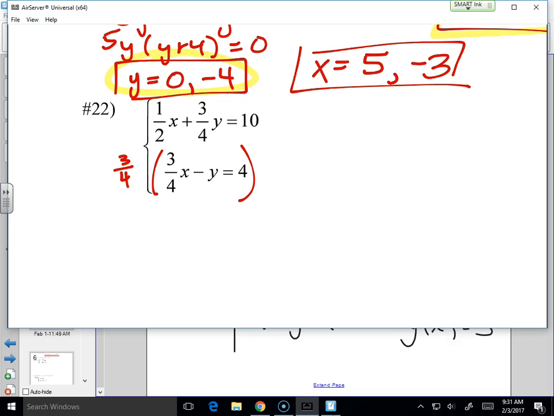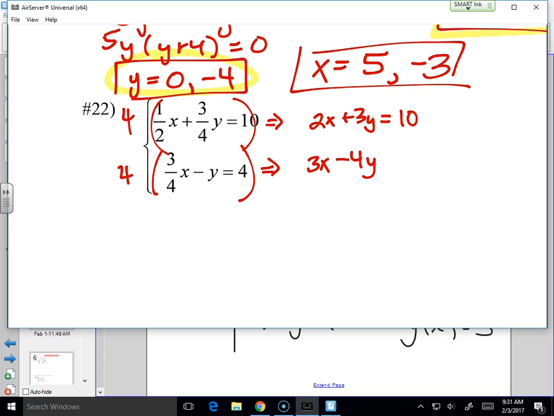Oh, you guys just don't like the fractions? All right, fine. Let's get rid of the fractions. Multiply him by 4, multiply him by 4. Then he becomes 2x plus 3y equals 10. He becomes 3x minus 4y equals 16. Aw, stink.